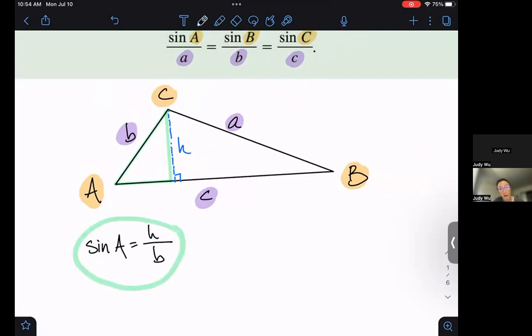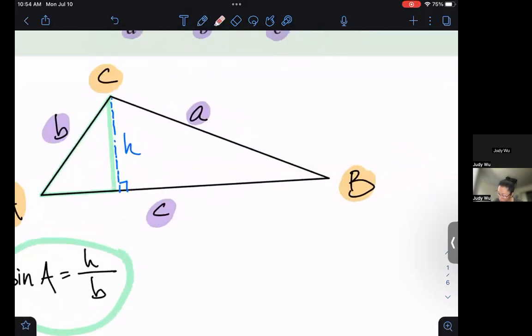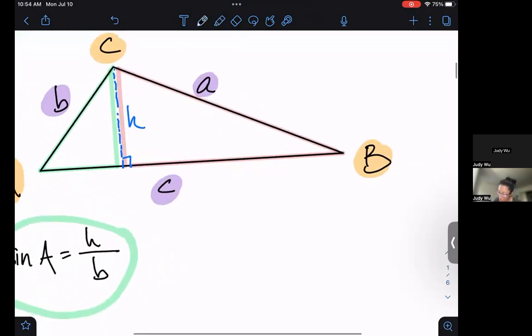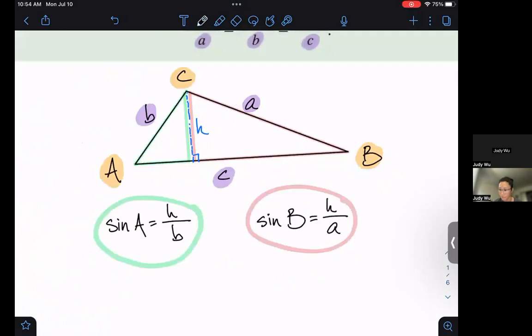Now I'm going to do the same thing on the other triangle, and let's give that one a color as well. Maybe we'll go with a red triangle. So here to here to here. All right. And in this triangle, if I found sine of B, I would say opposite over hypotenuse or H over A. Okay, and this comes from that red triangle, right?